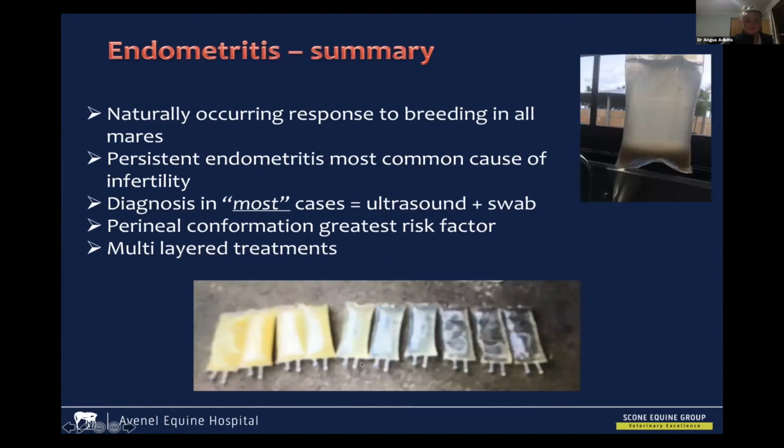So as a summary, endometritis is a naturally occurring response in all mares to breeding, but in normal mares, this will usually be cleared naturally by about 72 hours. But persistent endometritis is the most common cause of infertility. And the diagnosis in most cases will be on ultrasound and swab.